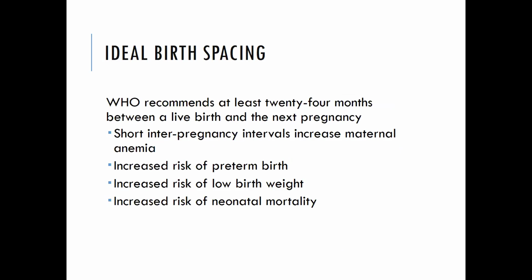So the ideal spacing as recommended by WHO is at least 24 months, that is 2 years, between a live birth and the next pregnancy. Shorter interpregnancy intervals increase maternal anemia and increase the risk of preterm birth, low birth weight, and neonatal mortality.